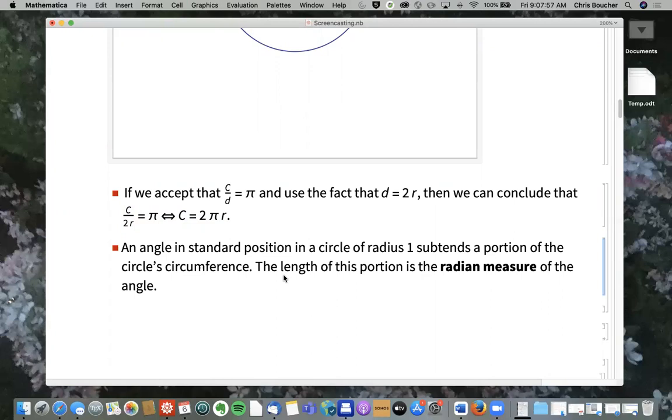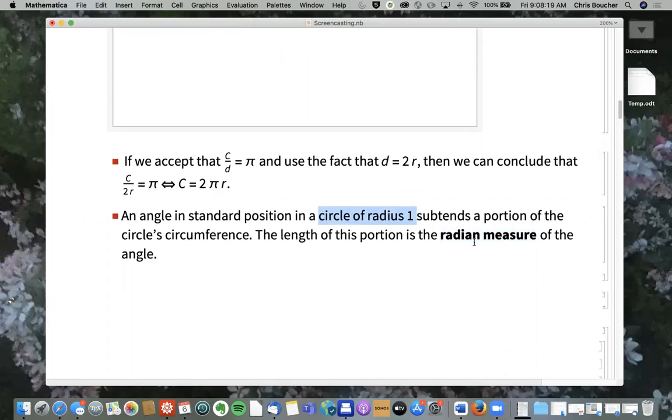Another way to measure angles, and the way that we are going to use more often and the way that's much more common in mathematics, is using something called radian measure instead of degree measure, right? We talked about degree measure before. How do you measure an angle in radians? Well, you put the angle in standard position inside the unit circle, right? So in a circle of radius 1, and the amount of the circumference that it subtends is called the radian measure of the angle. So let's go to a quick picture here.